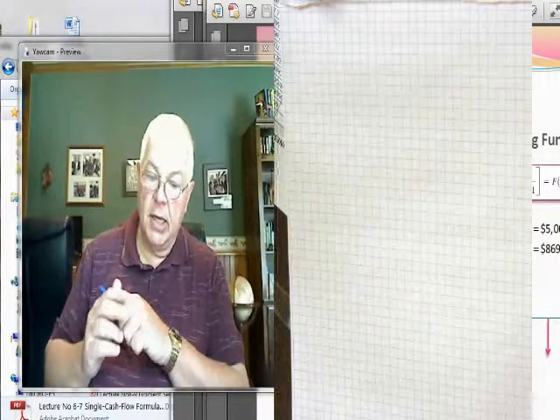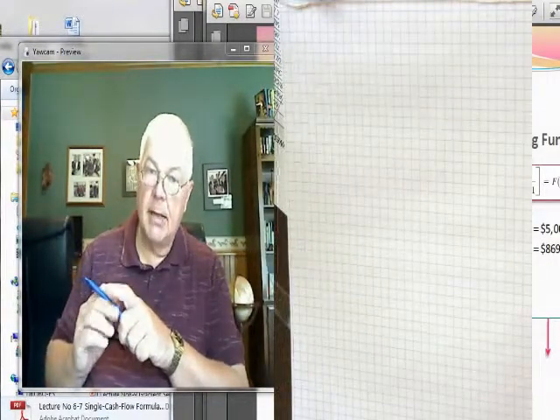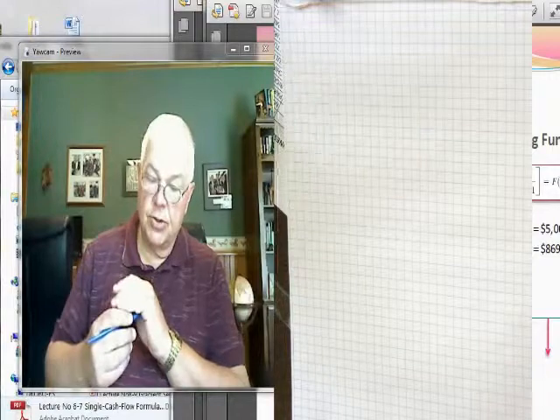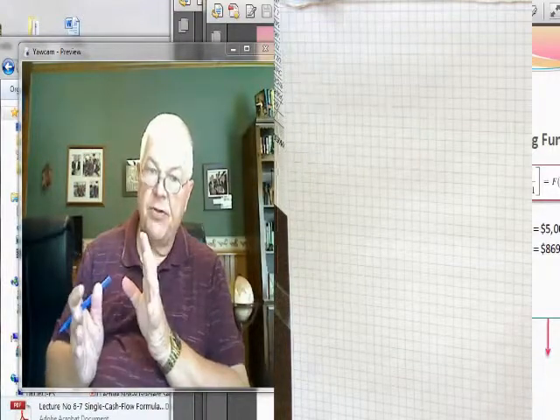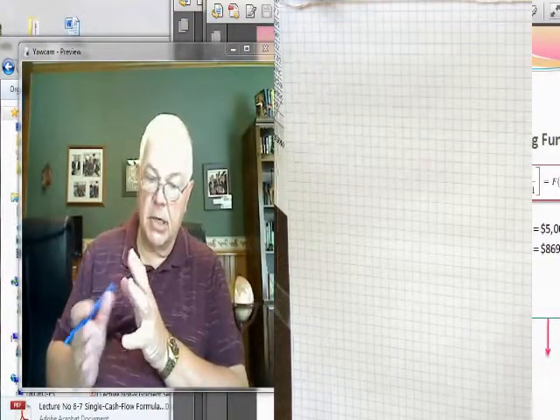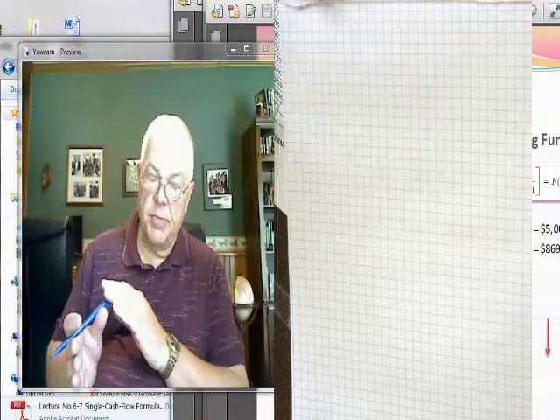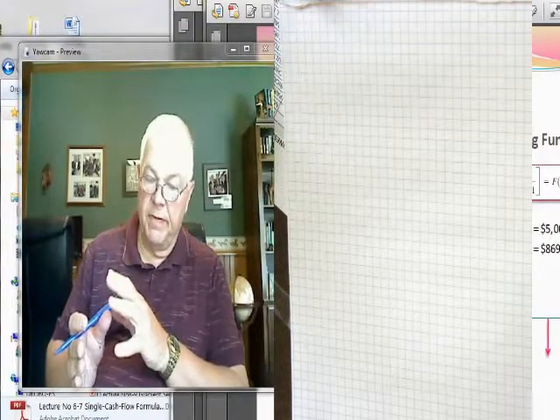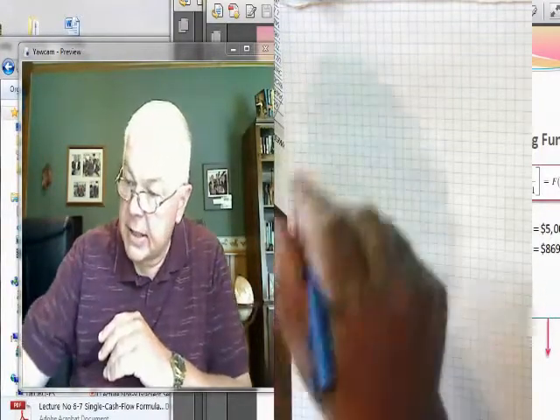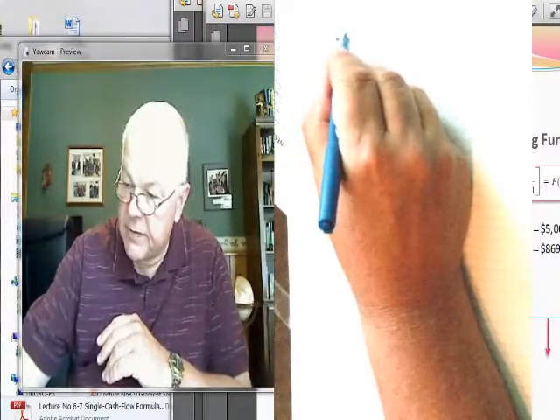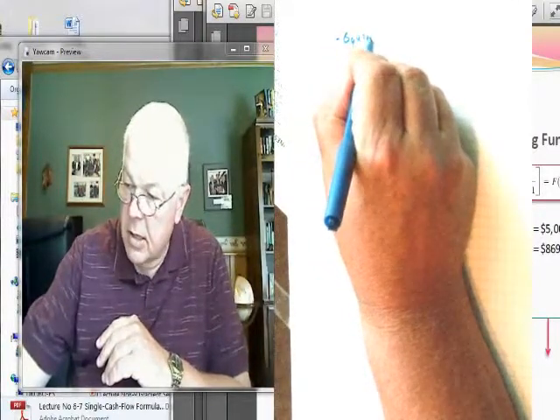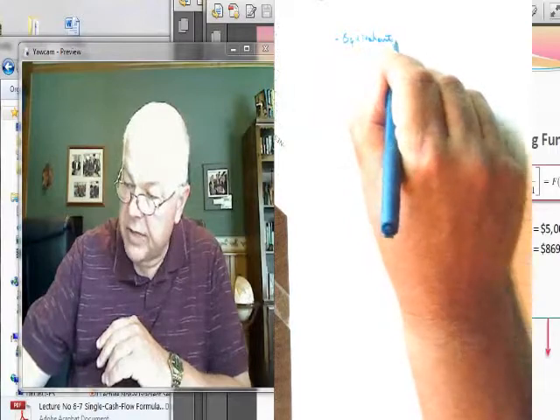We're talking equivalence. Before we get started too much, I'd like to make a few observations. Your text talks about two. I think they're worth repeating on equivalence. First is that equivalent cash flows are equivalent at all times.